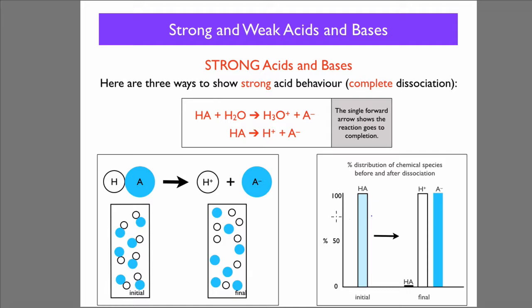Another way to think of it would be if you were to draw a table. It's not a table, is it? It's a graph, a bar graph showing how the initial molecule dissociates into the ions. You can see that we get full dissociation in the final state. There's no HA there. We'll put a little H there to show you where it wouldn't be.